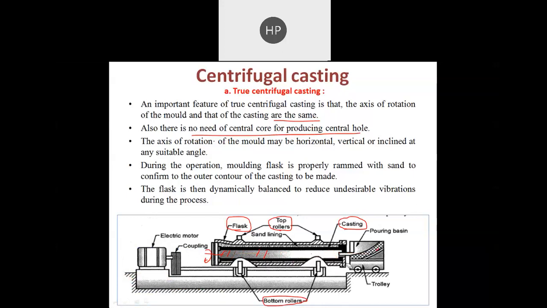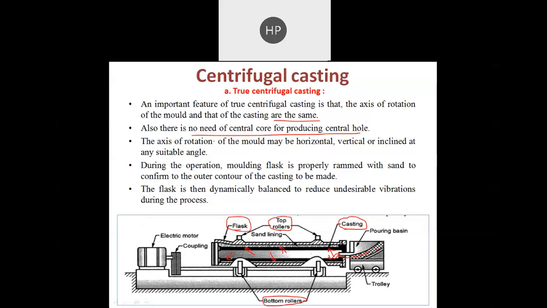Due to the high rotation of the cylinder, whatever molten metal flows here comes directly under the action of centrifugal force and is directed towards the outer surface. So all the material goes to the outer surface, and we do not find any material at the center. As there is no material at the center, it automatically becomes hollow. So this is how there is no requirement of a core for producing a central hole.